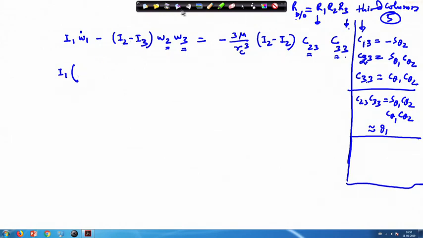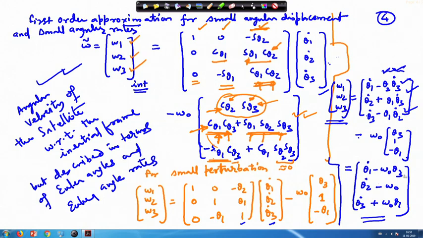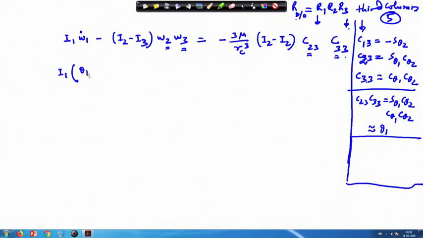So, here I 1 times omega 1. Omega 1 now we have to pick up from this place, this is our omega 1, the inertial angular velocity along the axis. Now, we have converted the angular velocity omega 1, but now it is written in terms of the Euler angle rates. So, theta 1 dot minus omega 0 theta 3, and we have to take the derivative with respect to time. So, this will be dot, and because the satellite is moving in circular orbit, omega 0 remains constant, only the rest we need to take a derivative of.